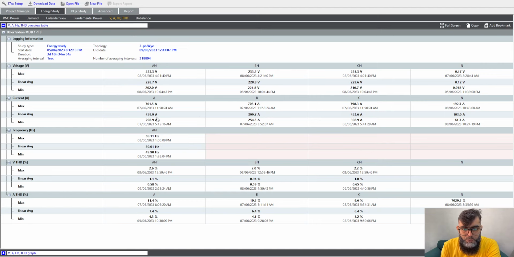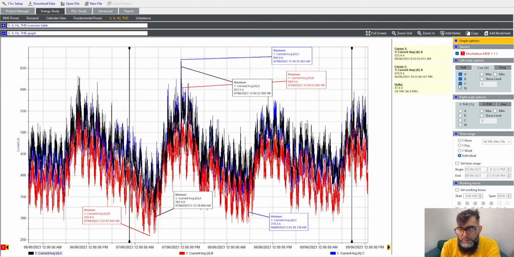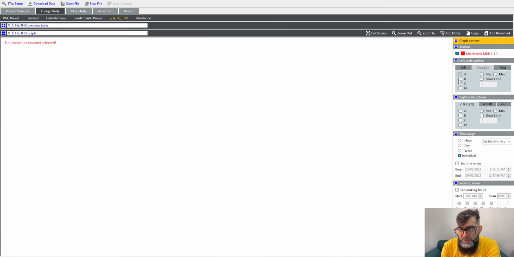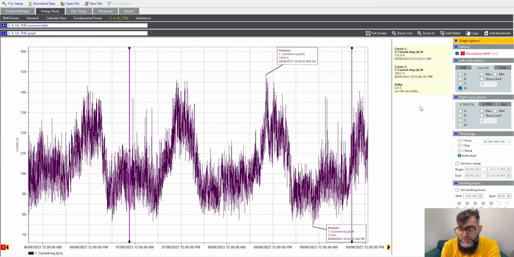And what you see over here is most of our loads are balanced. This also implies that probably most of the connected loads were three-phase, and we did not have much of single-phase loads in this particular distribution board. So let me just jump into the graph, okay, and let's just switch off the phases and just turn on the neutral current graph. Now what we see over here is that maximum neutral current reached up to 148 and the lowest value was 73.